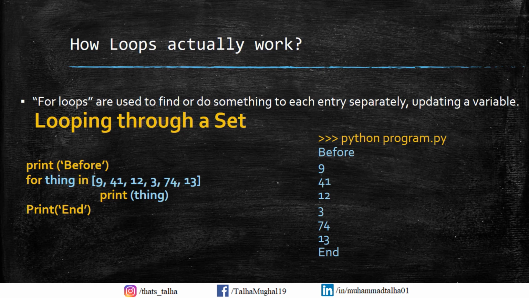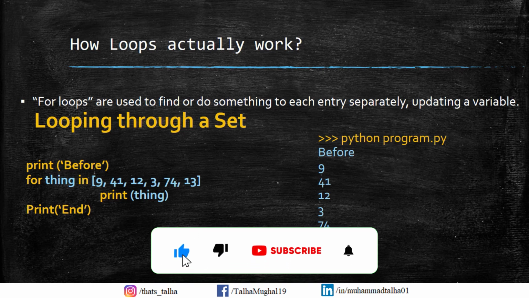So when we execute this program, in the very first line, you can see that before has been printed out, and after that the for loop is being executed. Now this loop will go through all the elements inside the set of data, and it will start from the very first element, which is 9. So in the first iteration it will print out 9, and in the next iteration it will move towards the second element, which is 41, and that process will be repeated again and again until the last element, which is 13. Now after the 13, we don't have any element inside the set of data, so the for loop will be terminated and the last line print end will be executed. You can see that at the end of the output, end has been printed out.